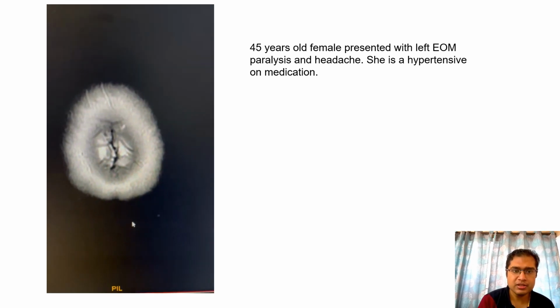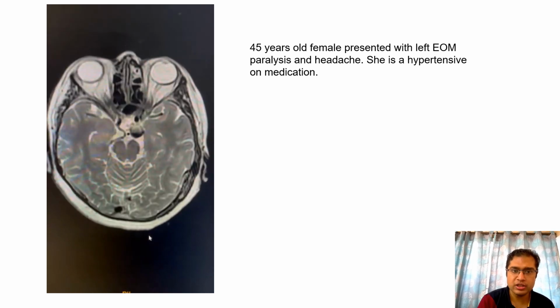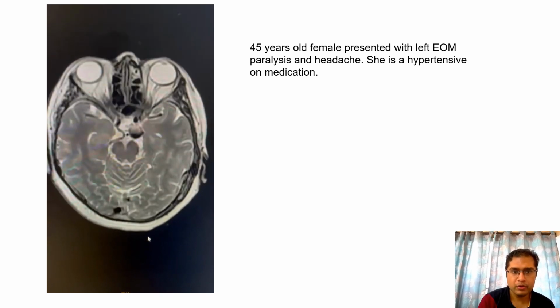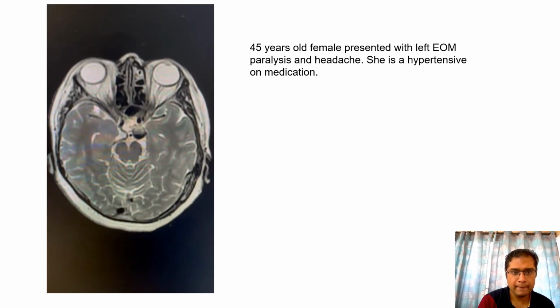On T2 weighted images, axial section, we can see that the same outpouching is a bit heterogeneous with both hyperintense and hypointense signal.